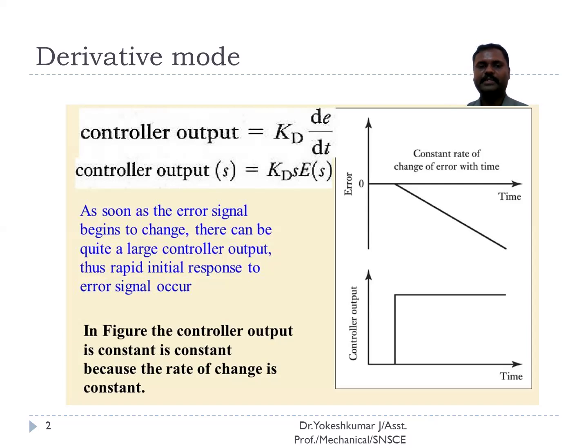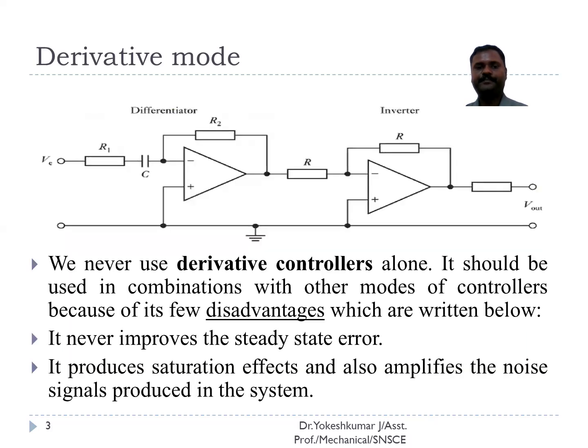So that is the problem in the derivative mode. Because of this reason, the derivative mode is not used alone, because as soon as the controller receives the error signal, it produces output. Even if the error is very high, the controller output is constant, that is, very minimal, even as the error increases with respect to time.